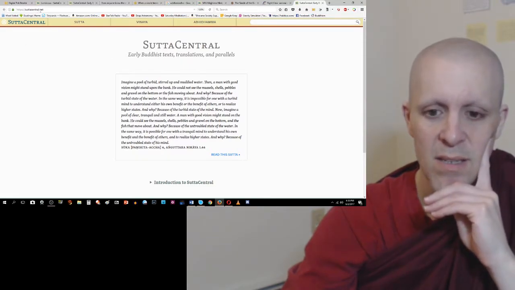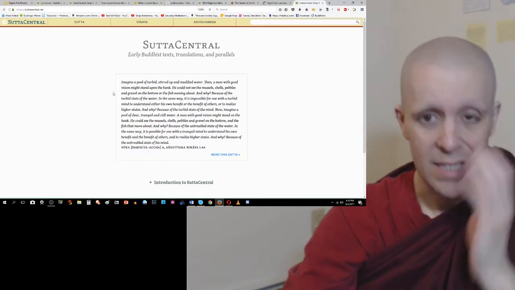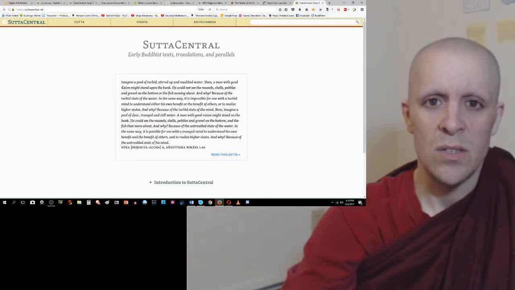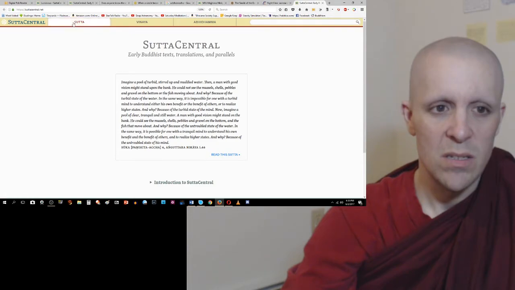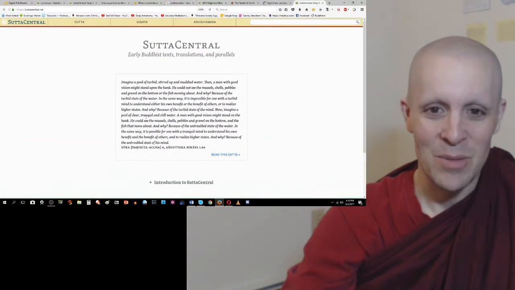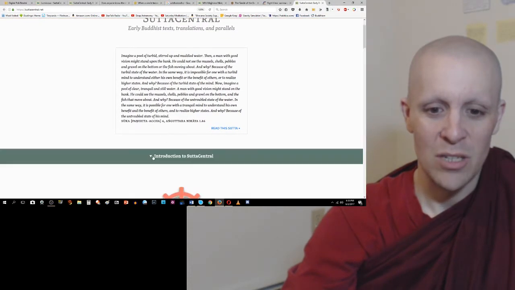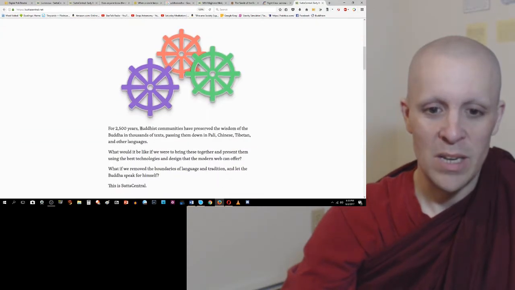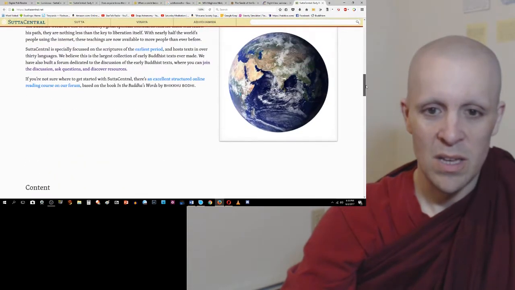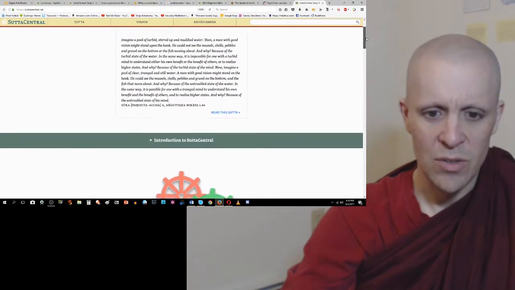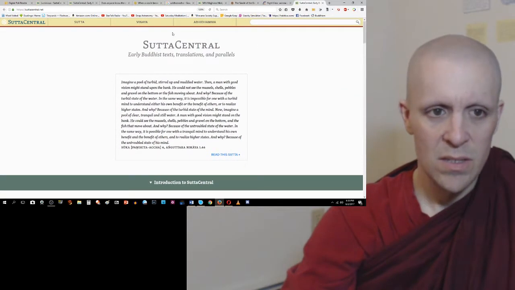Okay, now we're going to go over to suttacentral.net. Very similar in many ways to Access to Insight, although it is newer, and they're doing a lot of work in terms of translations. So you can go under the suttas here. Let me do this first. You can scroll down and it says Introduction to Sutta Central. You can read down and it goes through all kinds of stuff helping you out. So this is a good introduction.